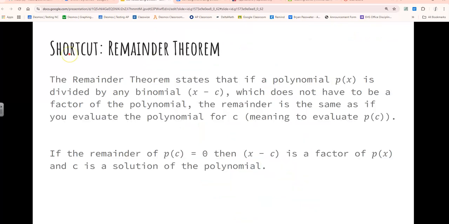Okay, so that shortcut that we can use is called the remainder theorem. So the remainder theorem states that if a polynomial p of x is divided by any binomial x minus c, which does not have to be a factor of the polynomial, the remainder is the same as if you evaluate the polynomial for c, meaning to evaluate p of c. If the remainder of p of c equals 0, then x minus c is a factor of p of x. And c is a solution of the polynomial.